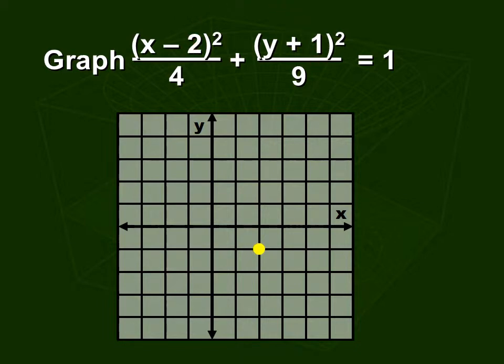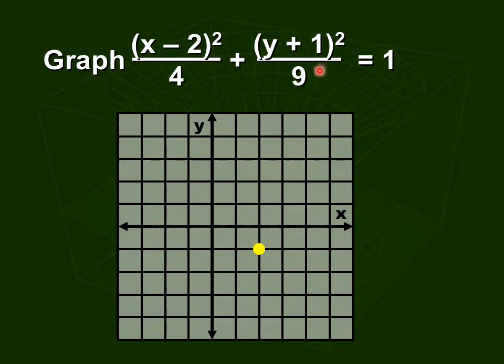So our center is at 2, -1, okay? Notice that the larger number is in the second denominator, which means that this is going to be a vertical ellipse. Okay, so 4 squared represents b squared. So that means since b squared is equal to 4, b is equal to 2. So horizontally, I'm going to go 2 out each way.